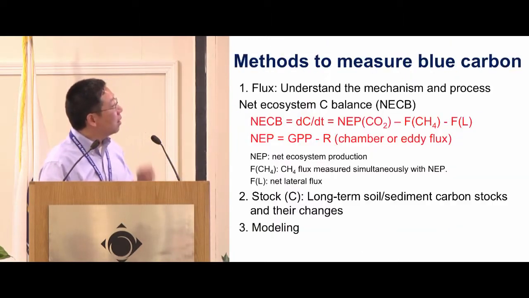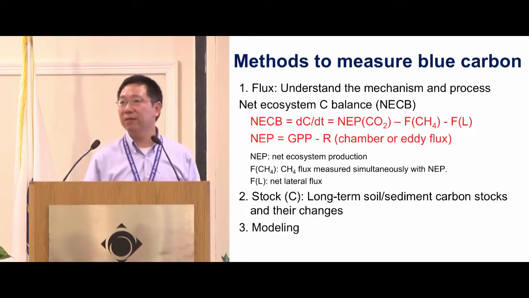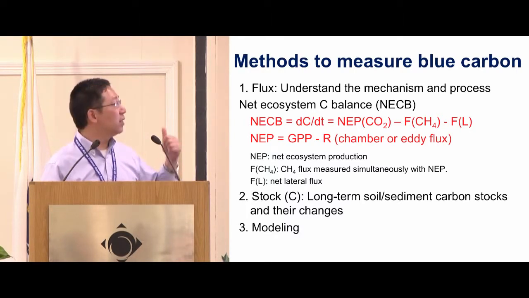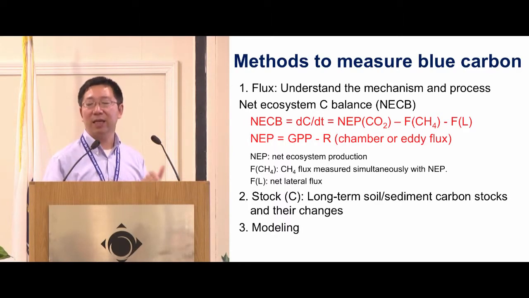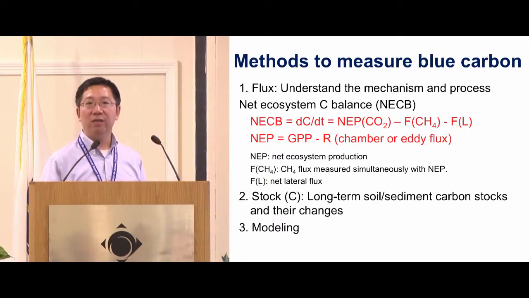So I'll give you more slides showing the methods. After we understand the dynamic change of the system, how can we use scientific methods to quantify those systems? There are basically three methods. Number one, we can use flux measurement. Fortunately, we now have very sophisticated systems and technology that help us understand the change of the fluxes. The direct measurement of flux helps us understand the mechanism and process underneath the change of the fluxes.